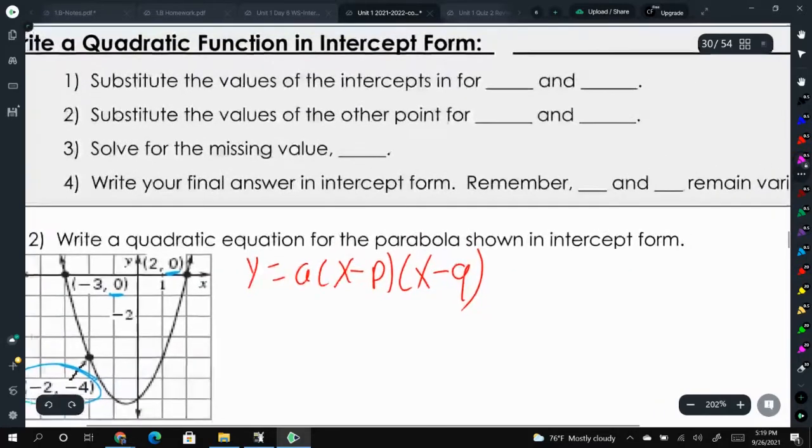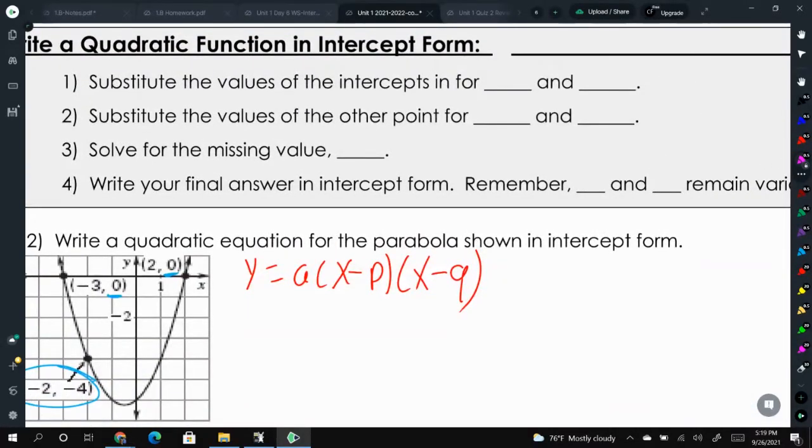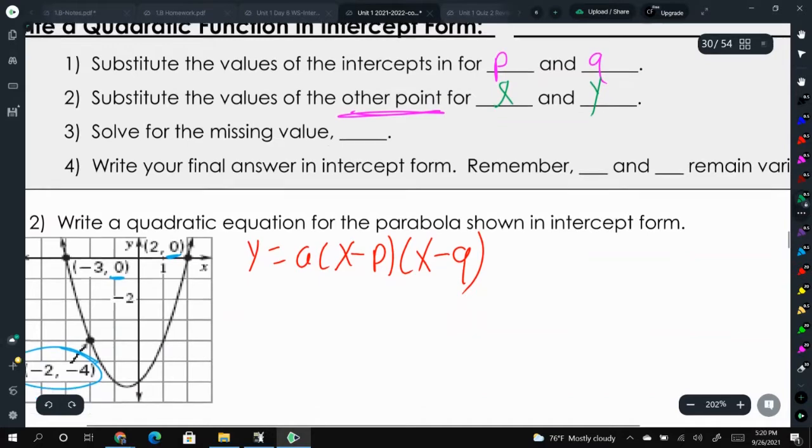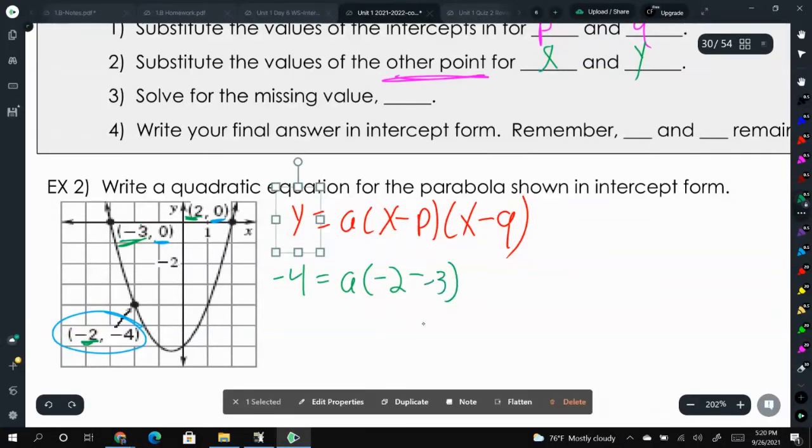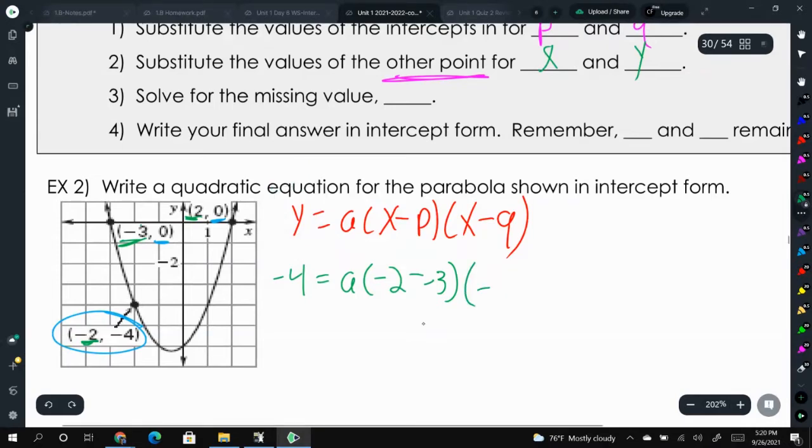So again, we're going to look at the instructions. Substitute the values of the intercepts in for p and q. And then substitute the values of the other point for x and y. So let's do that. So we're going to have negative 4 equals a times x. Well, x is negative 2 minus p. It doesn't matter which one you put first, negative 3 or positive 2. So we'll do negative 3, negative 2 minus negative 3. And then x again, and minus 2.